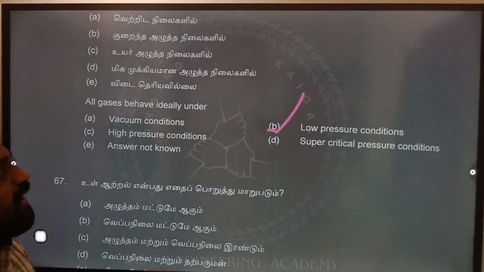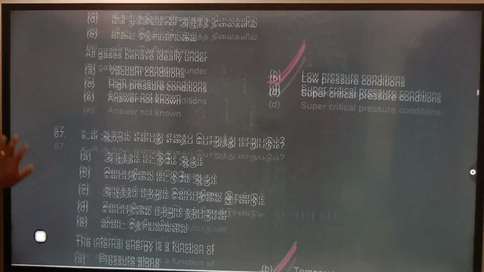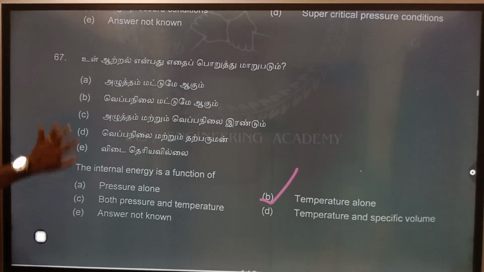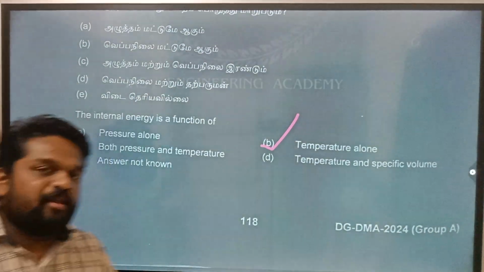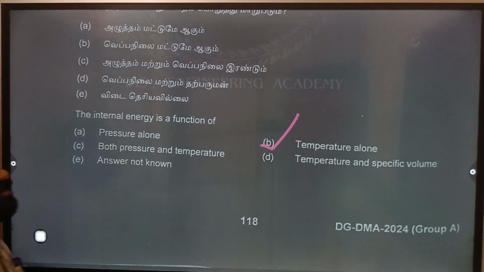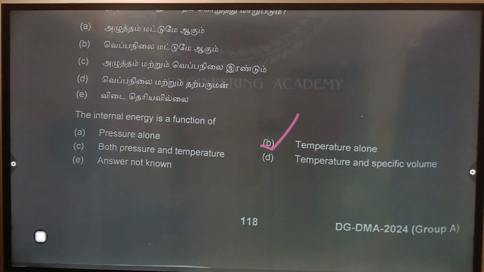Low pressure condition is where all gases behave ideally. Okay, low pressure is the answer. 67. Internal energy is a function of temperature alone. Very important point about internal energy. Temperature is the only parameter that governs internal energy. Okay.